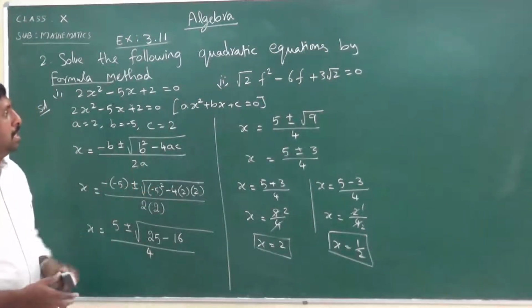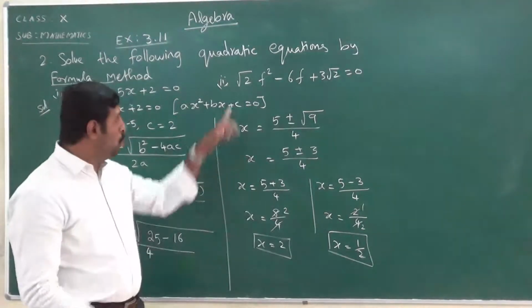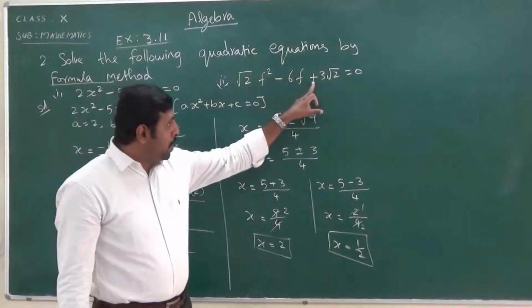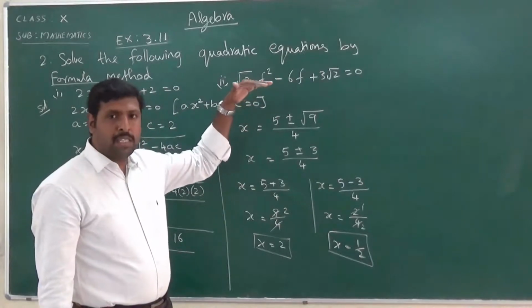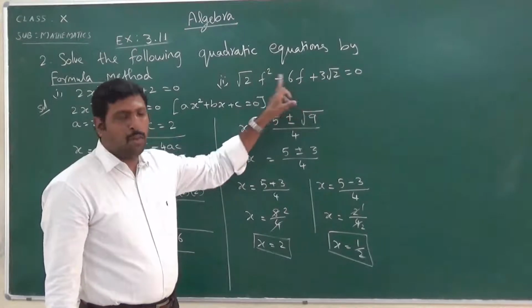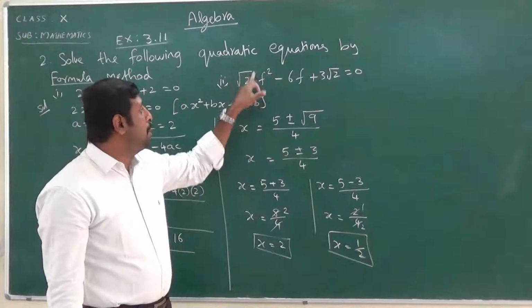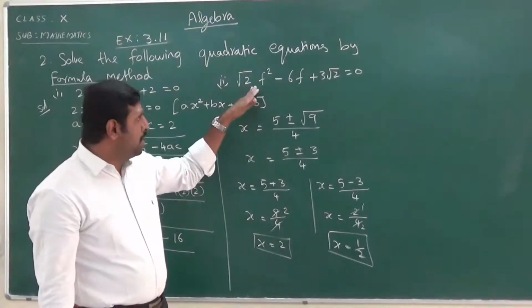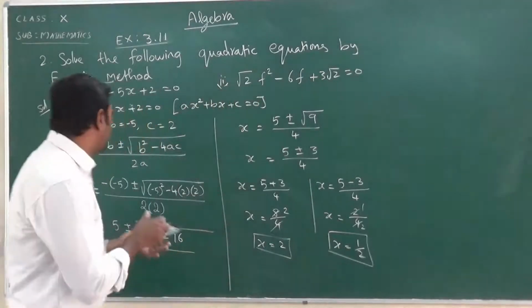Right? Next we see the second Roman number. The second Roman number is given as root 2 f square minus 6 f plus 3 root 2. First of all we want to check whether the given equation is in standard form or not. See, the variables are in the standard form, that is x square, f and then the constant term, right? Here the coefficient may be a real number, whatever the numbers may be, right? So the given equation is in the standard form of a quadratic equation. We'll go through the formula method.